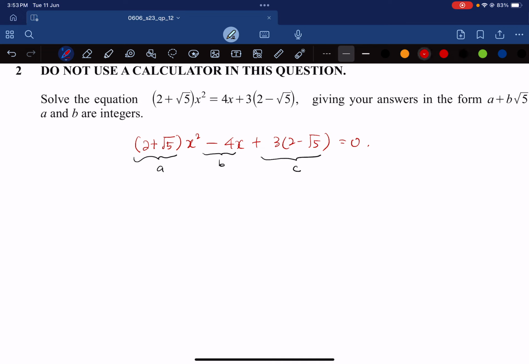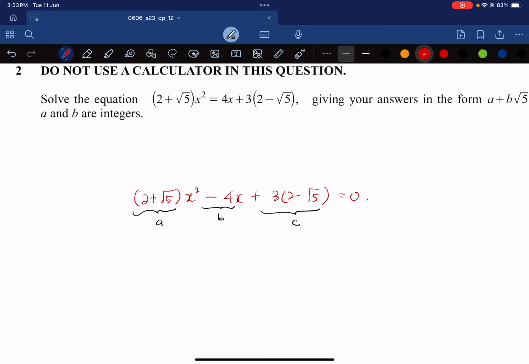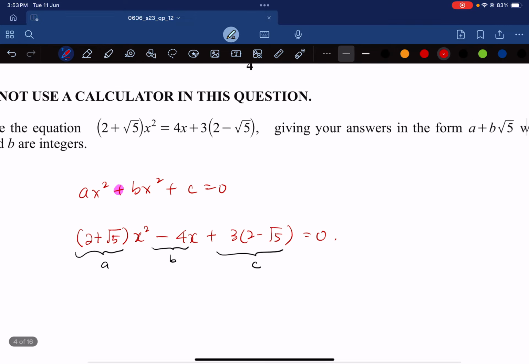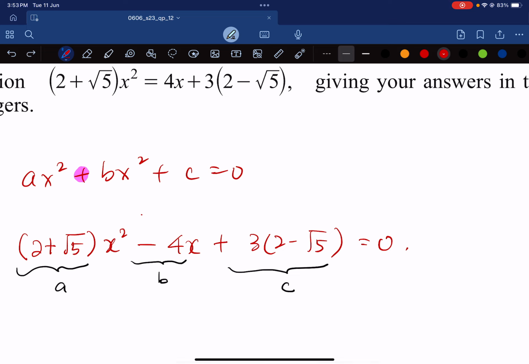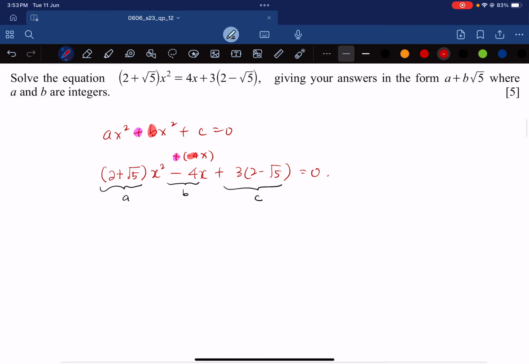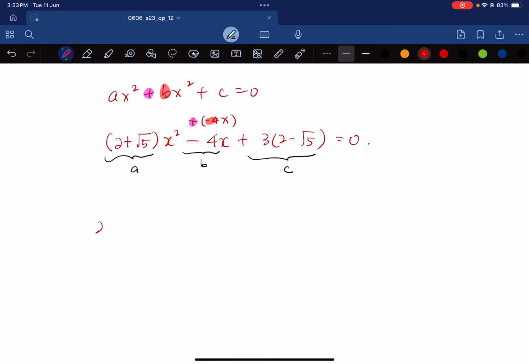The reason why we include the negative sign is because the original equation is in addition. So this minus 4x can be written as plus -4x. Plus is still plus, so B is -4. In short, we need to consider the sign.